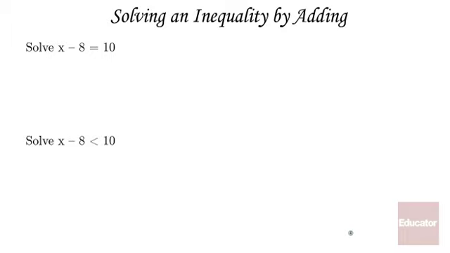Let's try solving some inequalities by adding. First off, we're going to solve this equation to show us how solving equations is pretty much the same as solving inequalities. X minus 8 equals 10. If you remember from solving equations, we're going to look at the side with the variable, the left side, and look for the operation, which is subtract 8. And now we're going to do the opposite, which is add 8. 8 minus 8 cancels out to 0, and we've isolated x, which equals 18.